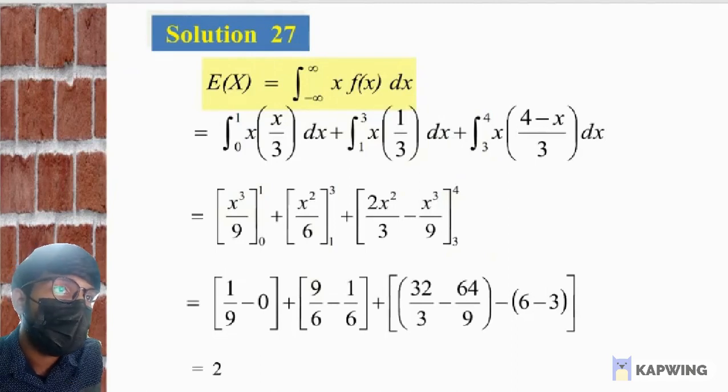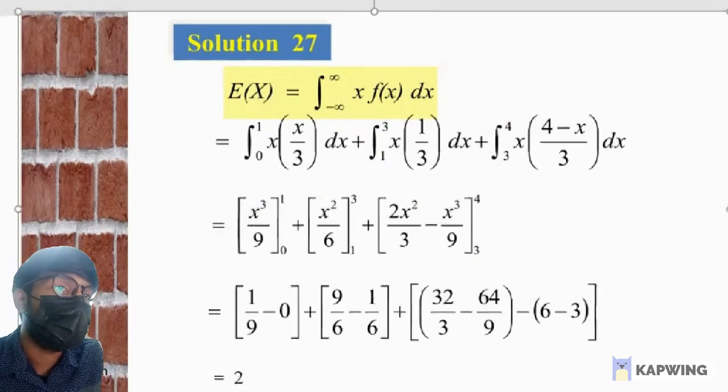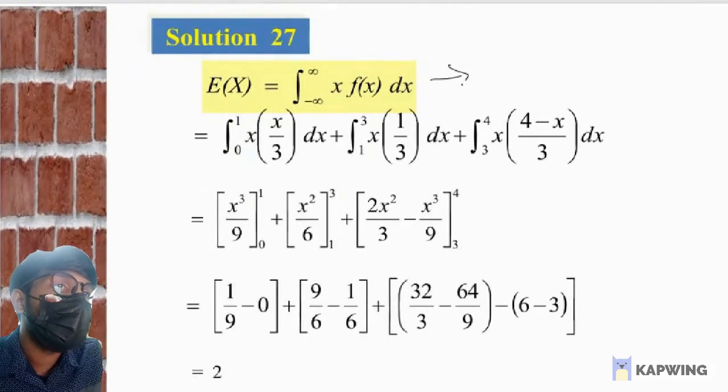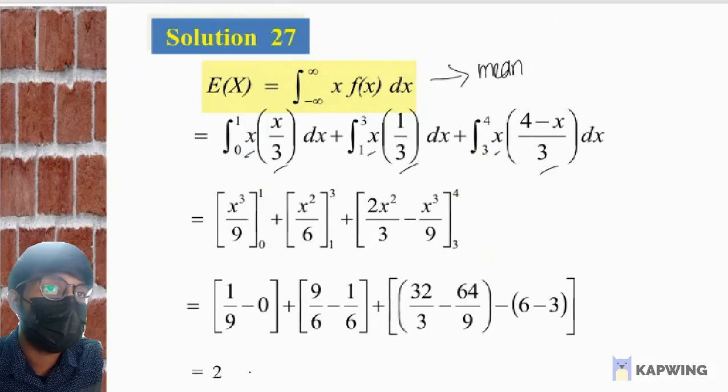E(X) according to the formula is equal to the integral from negative infinity to infinity of x f(x) dx. This is the formula we should know when finding the mean. We refer back to the piecewise function: the first function, x over 3, is for 0 to 1, which means we take the limit from 0 to 1 and multiply x by the function. Same goes for the others, and we do the integration. Finally we get the answer, which is 2. Okay, this is so simple.